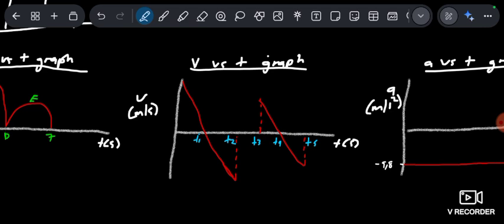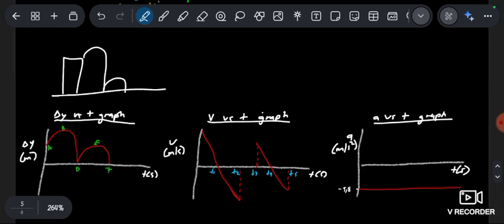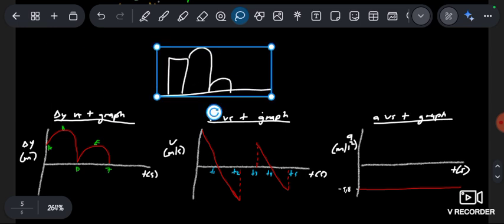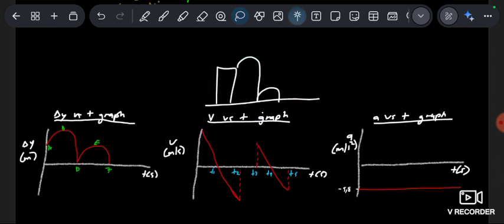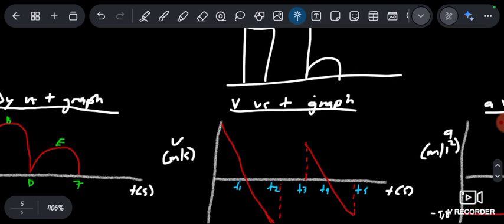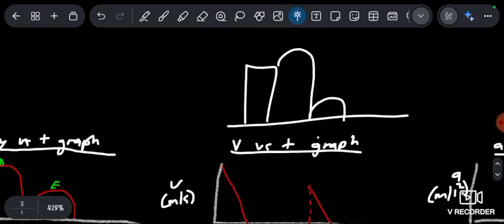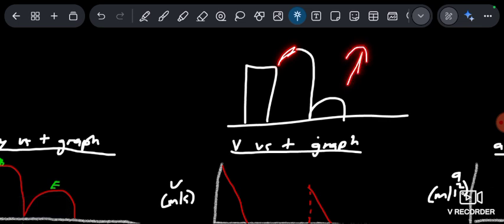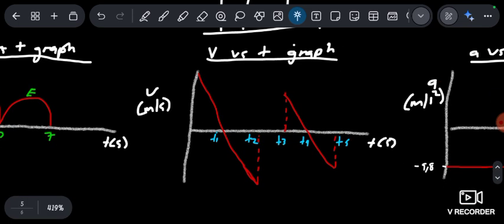We said that the velocity versus time graph is a straight line graph. Now, let's take this scenario again. Let's explain it over again. Now, what is going to happen? The velocity is going to decrease. Why? Because the ball is going up. It's going to decrease until it reaches maximum height.